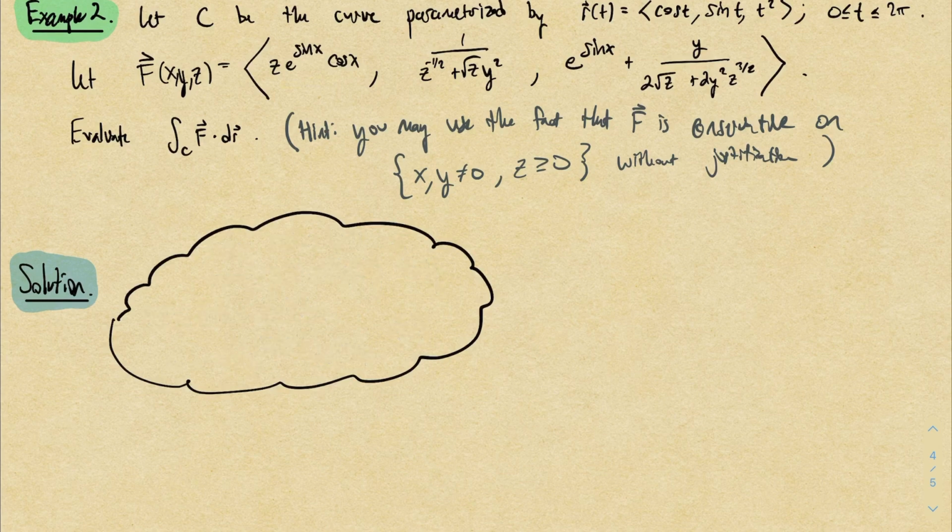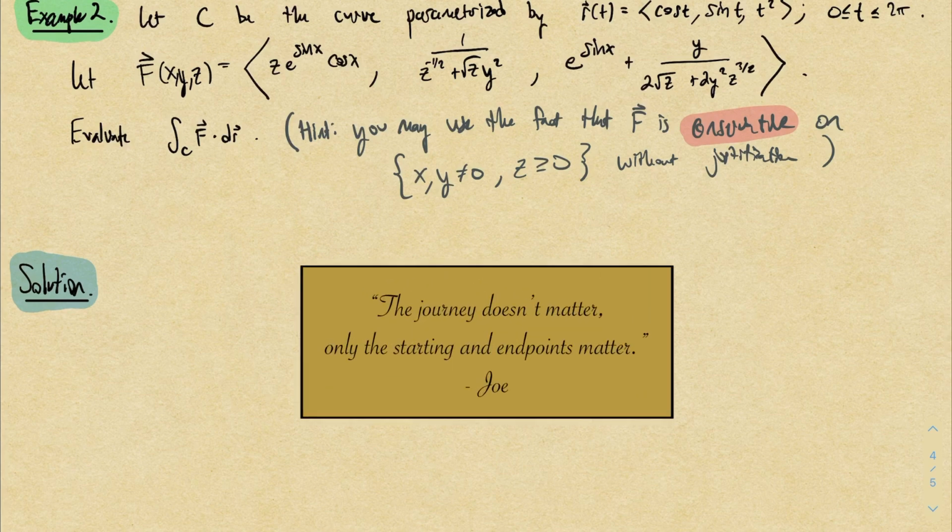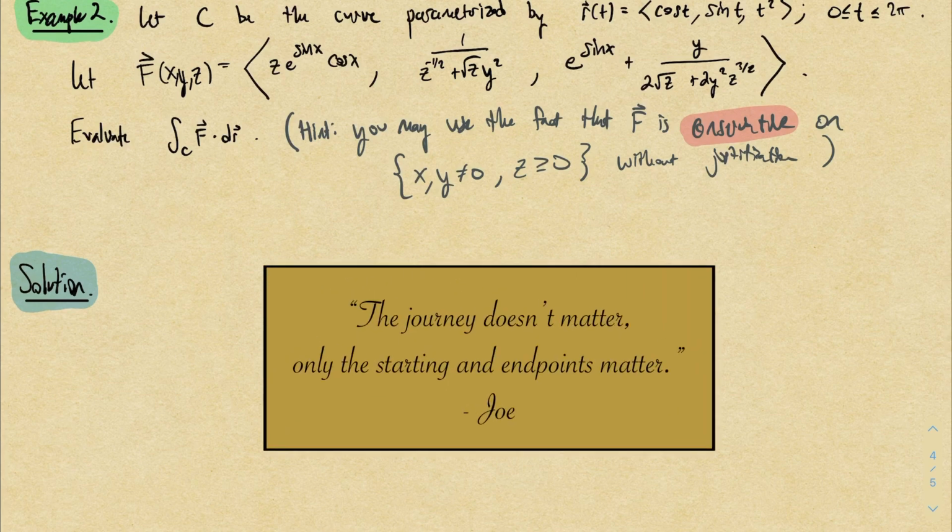I like integrals, but that doesn't sound very fun to integrate. So the point is that we probably don't want to evaluate this line integral exactly as written. So instead, we'll think of something clever to do to simplify the problem. And the hint we were given is that f is conservative. What do we know about conservative vector fields? They're path independent. In other words, the journey doesn't matter, only the starting and end points matter.